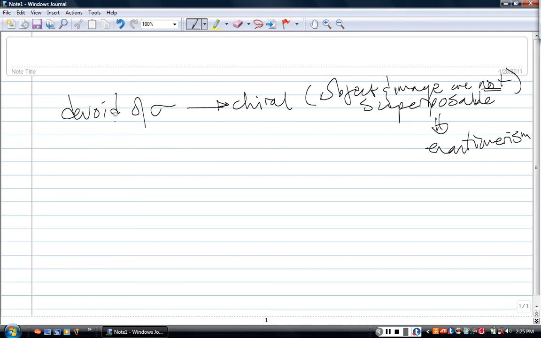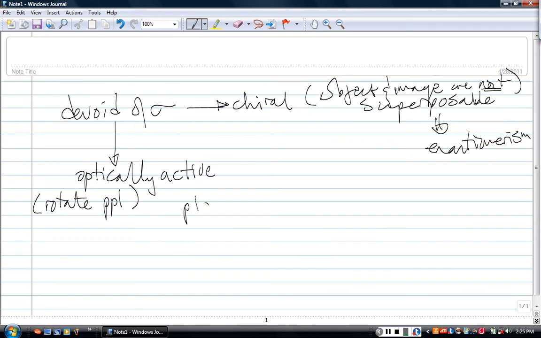The other consequence of being devoid of a mirror plane, and I can draw this arrow either from the being devoid of mirror plane or from the chirality, because they go hand in hand, is that the species is optically active, right? Or more correctly, a sample of it is optically active. Okay? And when we say something's optically active, what we mean is that it will rotate plane polarized light. So PPL means plane polarized light.